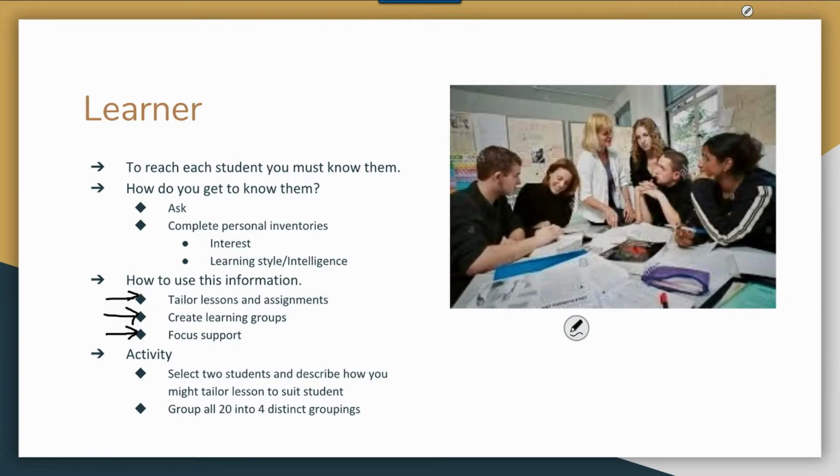When students come to you and say they're struggling, if you know that student well, you can use examples and activities that will better match that student.